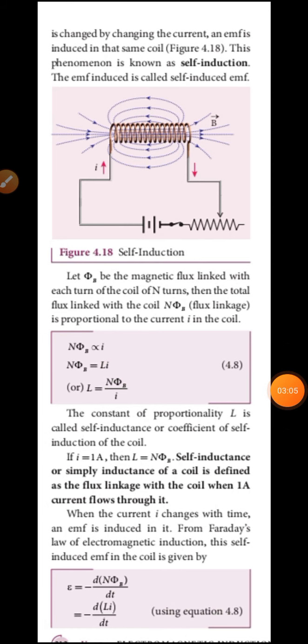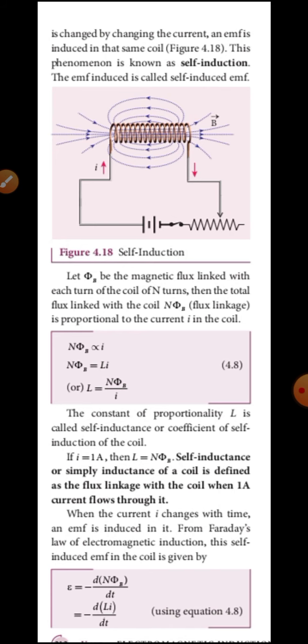Next we find the value of L. We can write L is equal to N phi B by I. Here L is the self-inductance. If I is 1 ampere, then L is equal to N phi B.